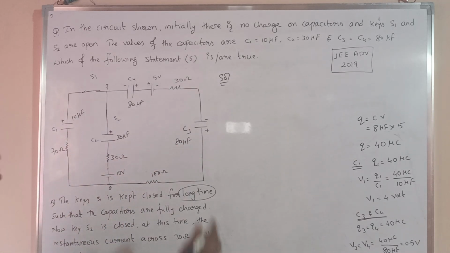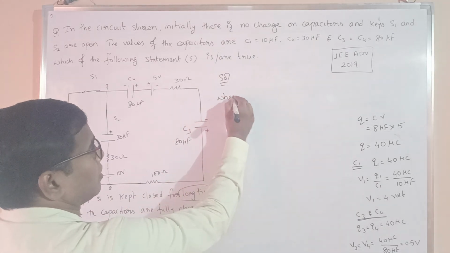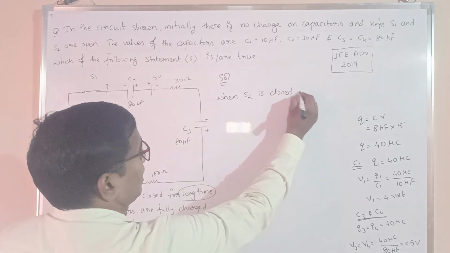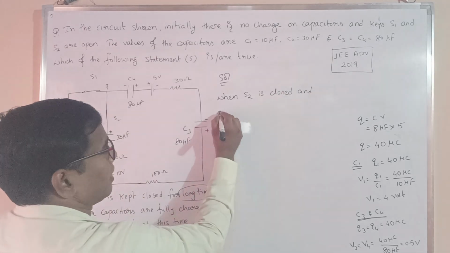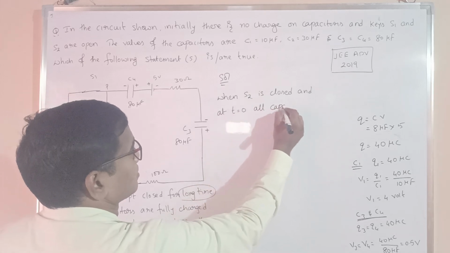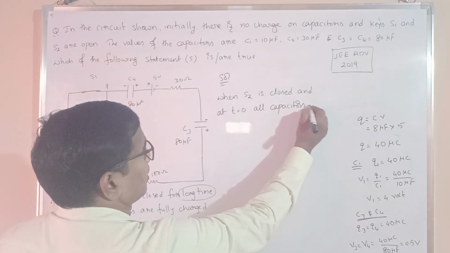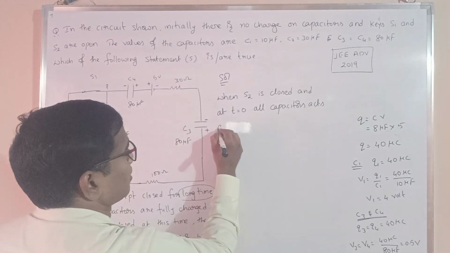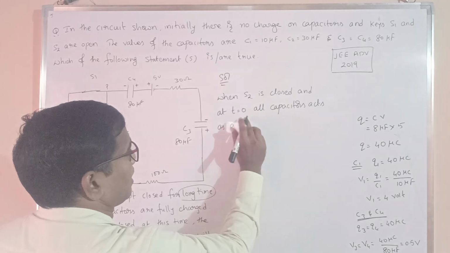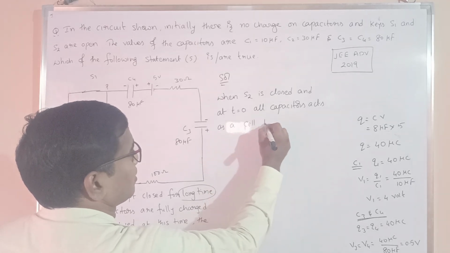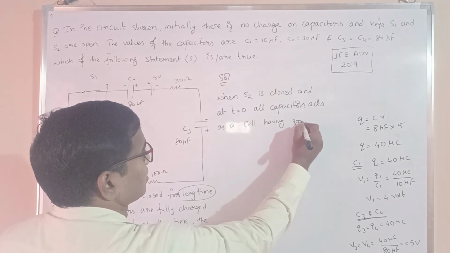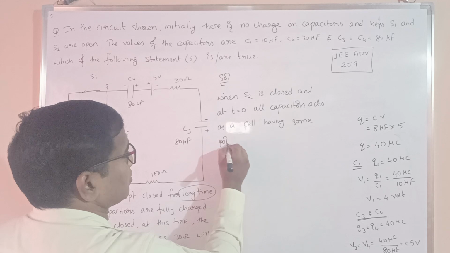Now at t is equal to 0, when S2 is closed, all capacitors act as a cell having some potential.